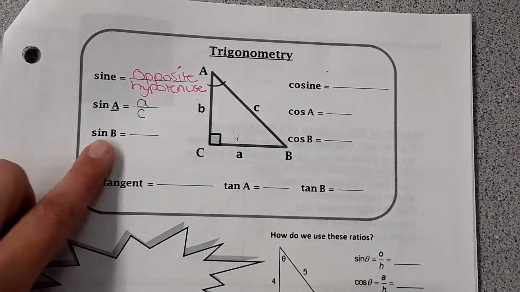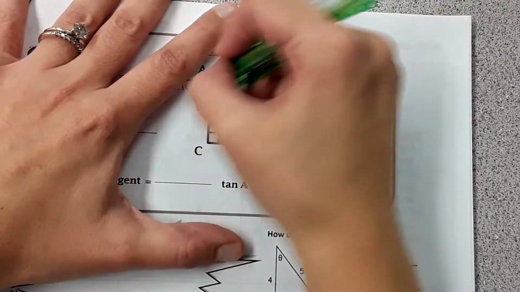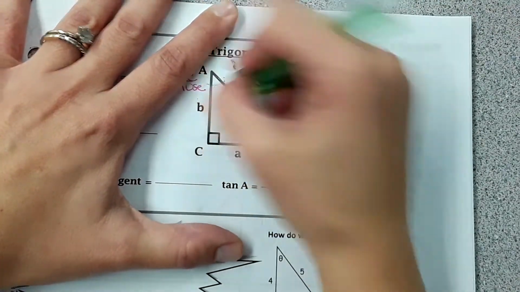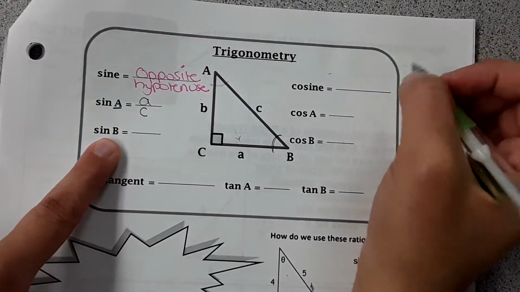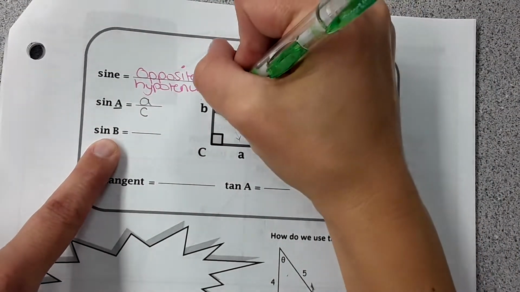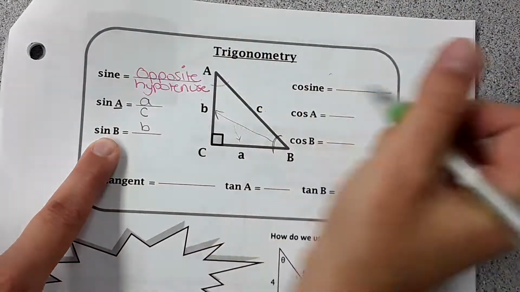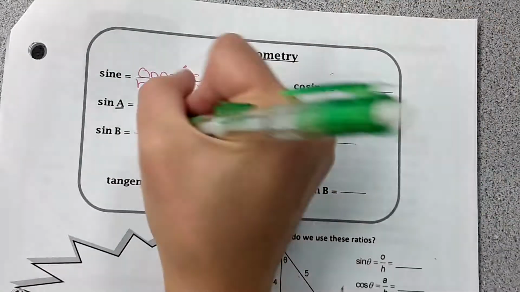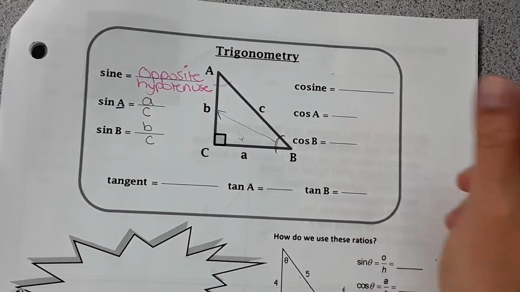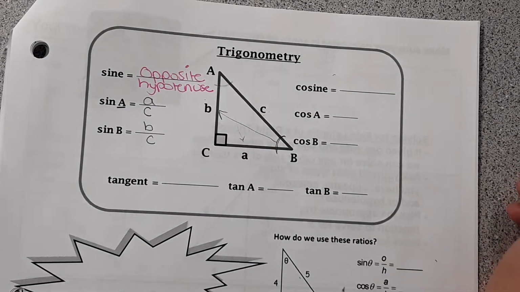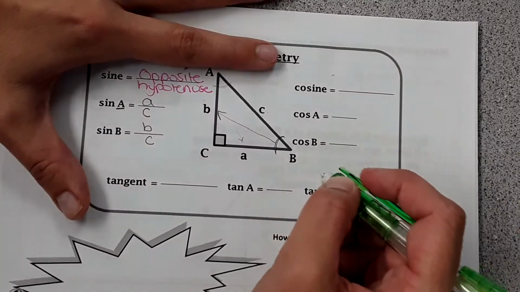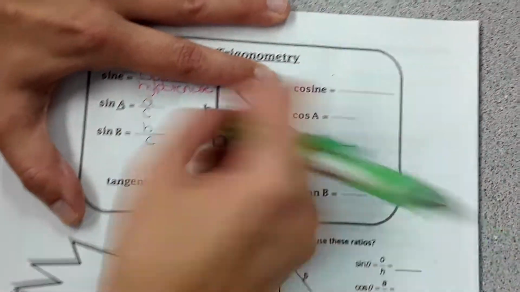Then it asks for sine of angle B. So erasing this mark now, I'm focusing on angle B. Sine is opposite, so now the opposite side is B, over the hypotenuse, which is still C. Okay, and then I'm going to erase my marks.